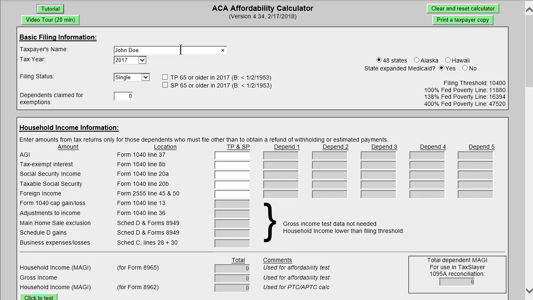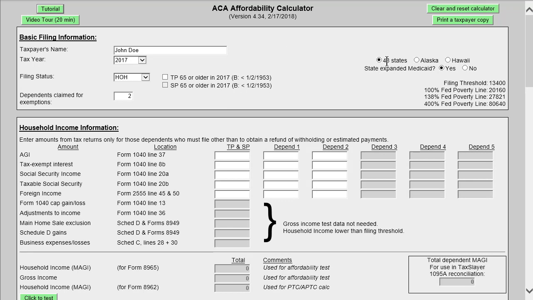John gets around. Tax year, make sure we're on the correct tax year. And the filing status, let's say head of household with 2 dependents that we're claiming for exemptions.